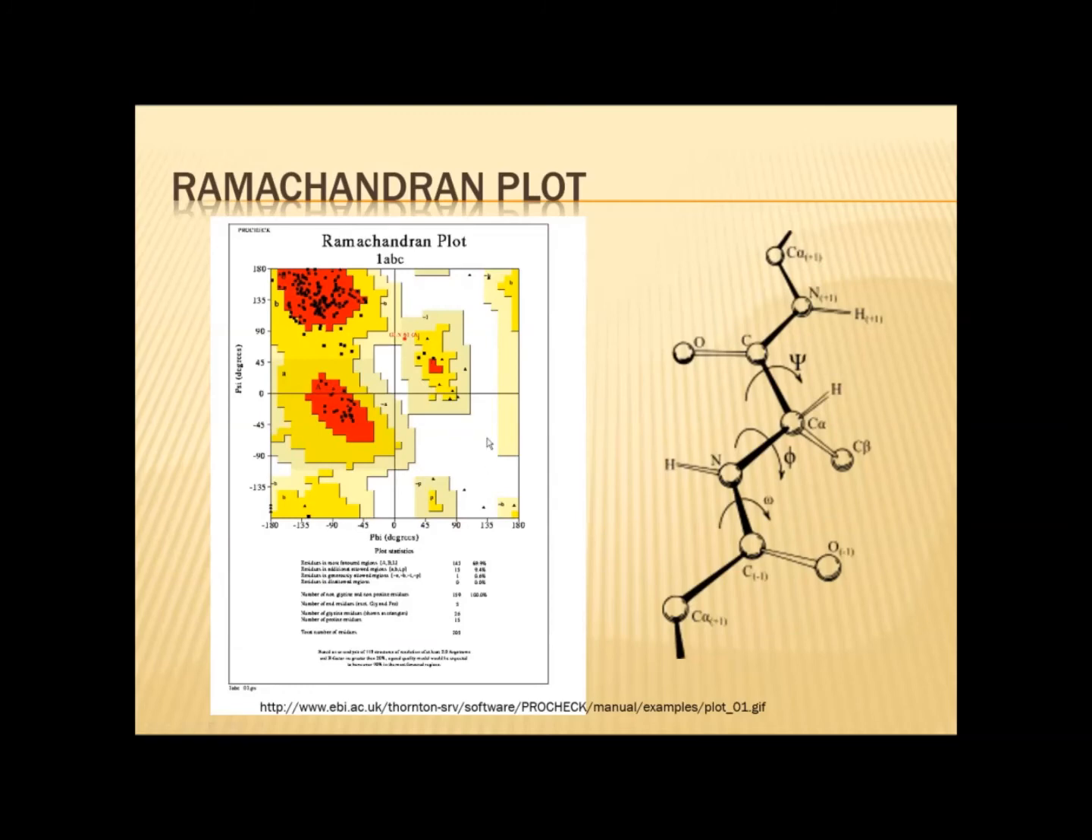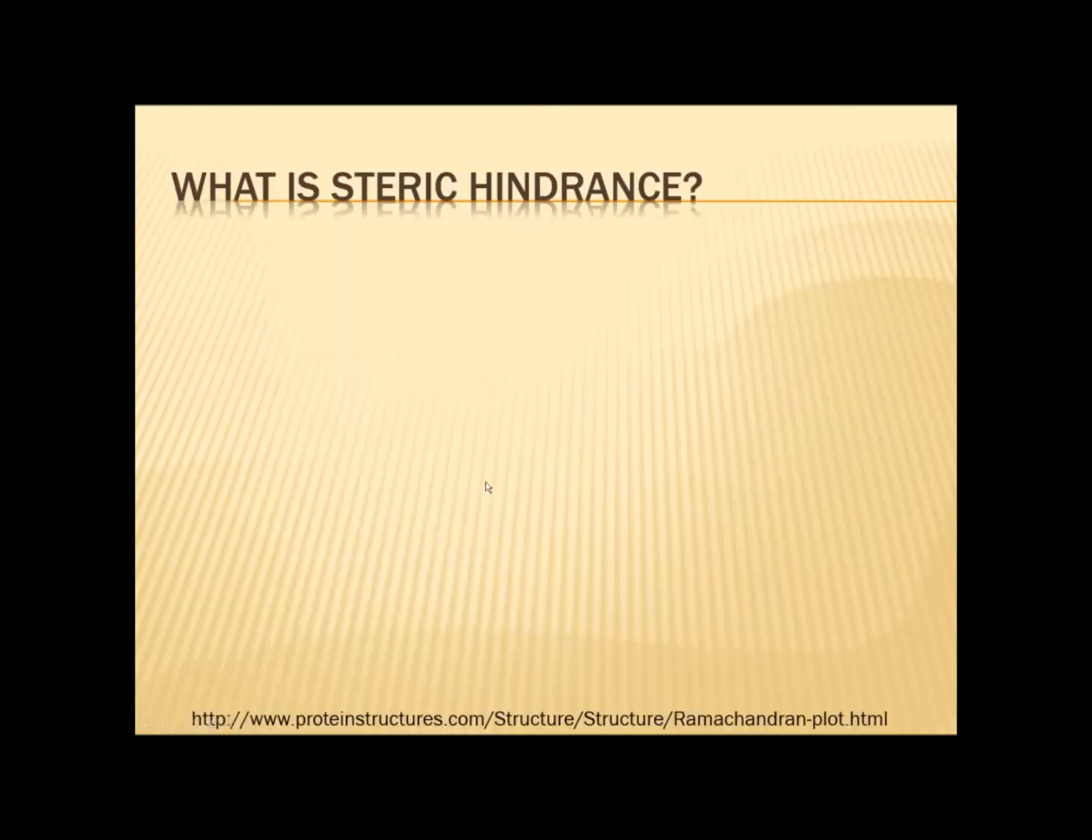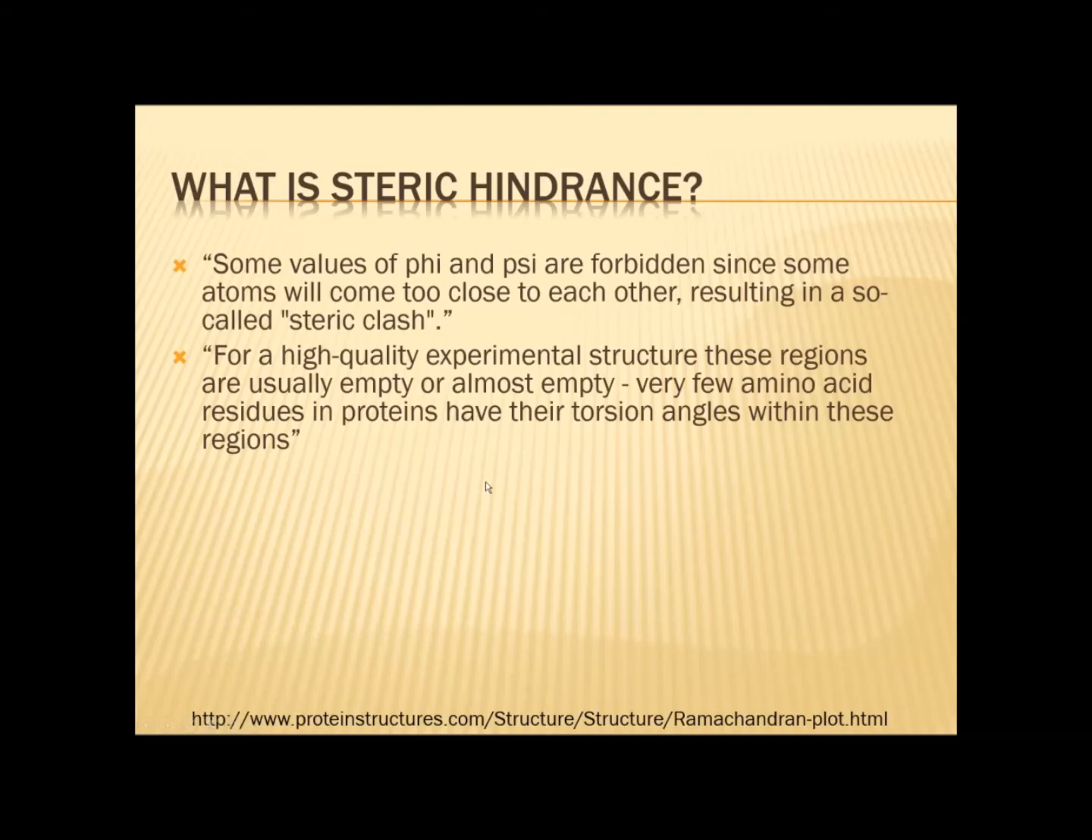Okay, so if you find phi and psi angles in the highly populated regions, there are no problems. But if they're found in these other regions, then there's a problem. Very few amino acids have their torsion angles within these regions. Now, there have been stable, properly determined structures of proteins that violate the Ramachandran.